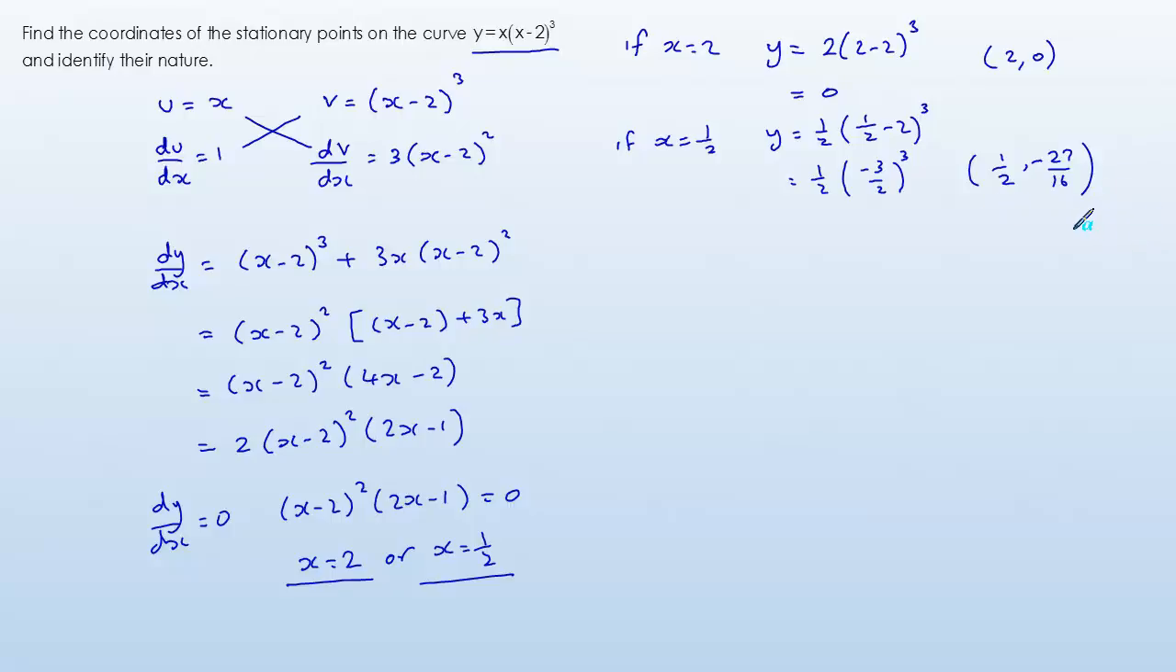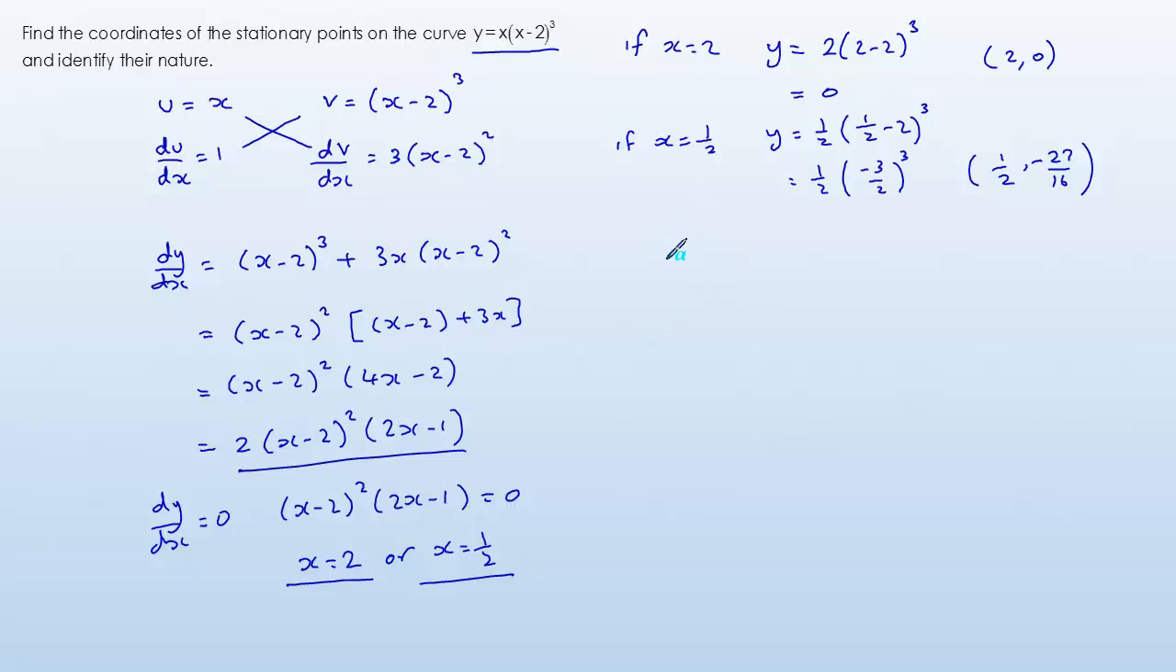And now we want to identify the nature of the stationary points. Now, if I were doing this question manually, I'd probably just use a sign test. But we're looking at the second derivative test. The reason I would avoid that is because of differentiating this again. But let's just do it. So we want to differentiate this again.